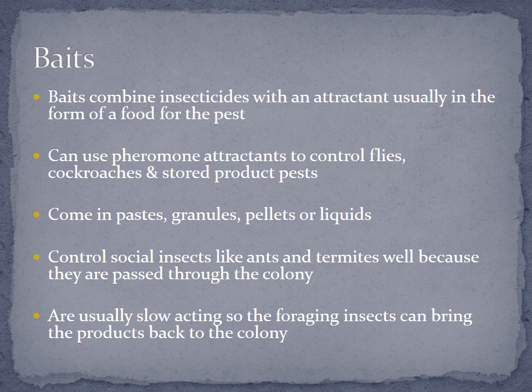Baits come in several different types of formulations. They can come in paste, they can come in granules, pellets, or even liquid. So I can just tell you right now, paste would be similar to a Max Force or an Advion cockroach gel paste. Granules, Niban granules are a real common granule, and there's several different brands.